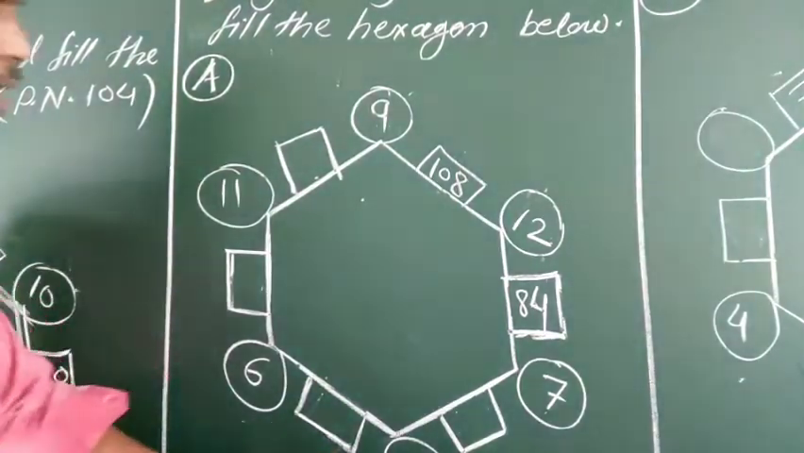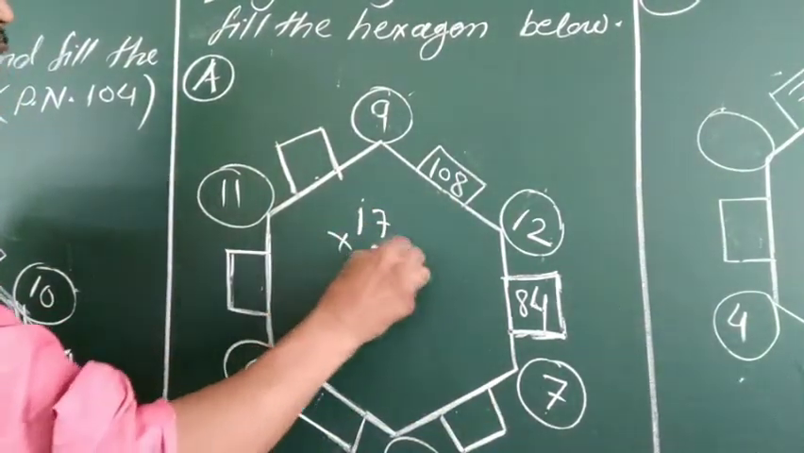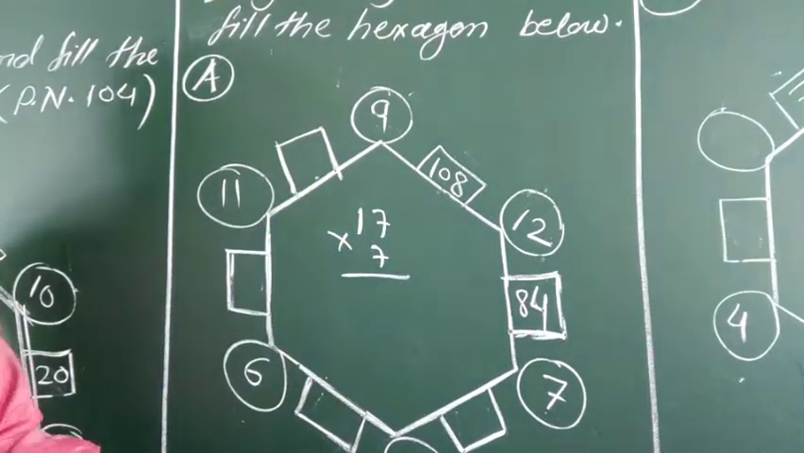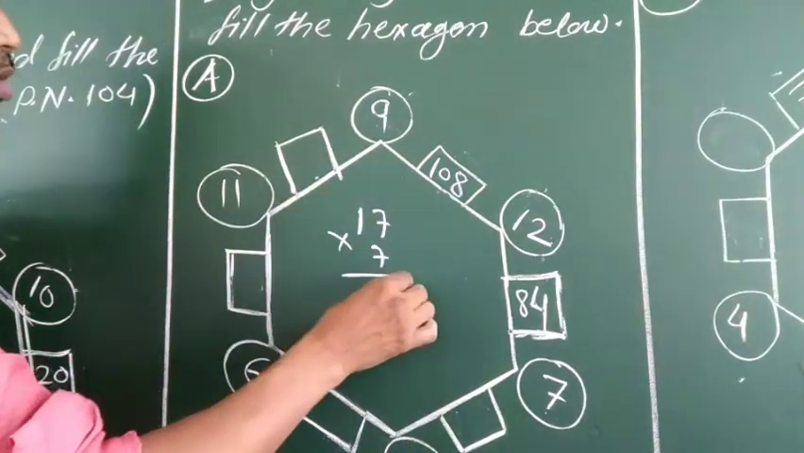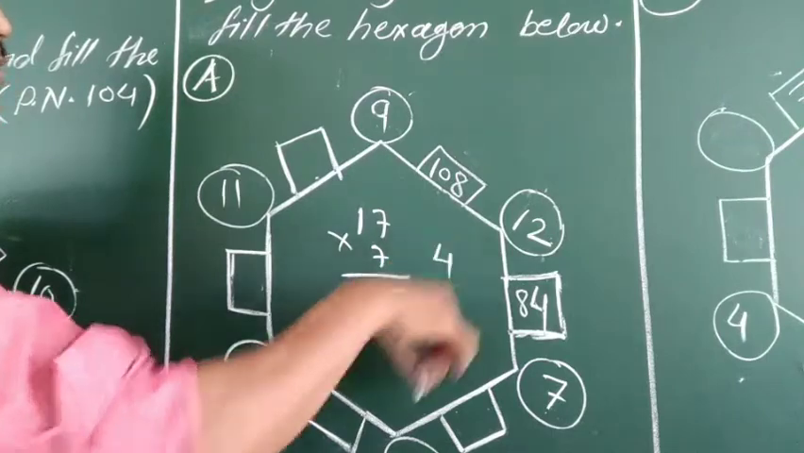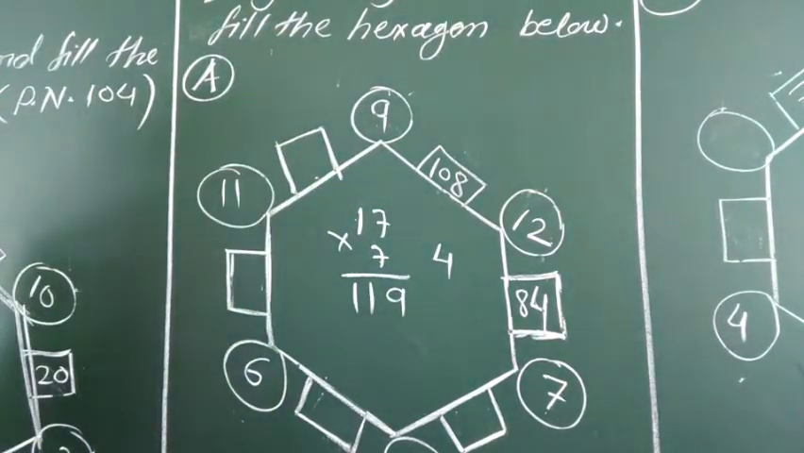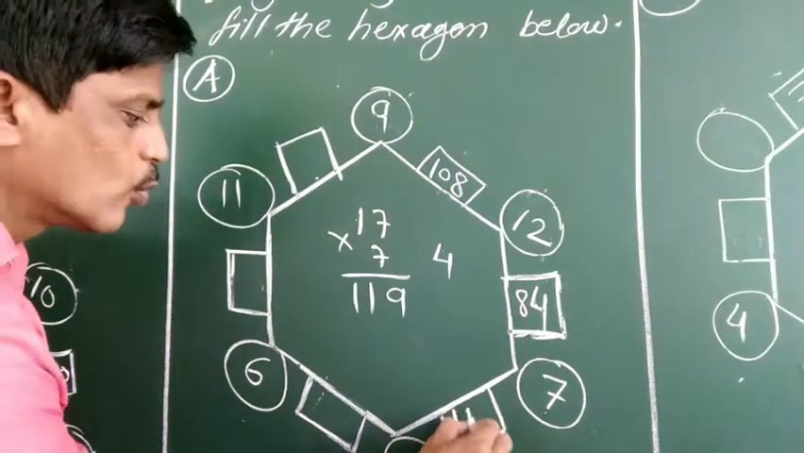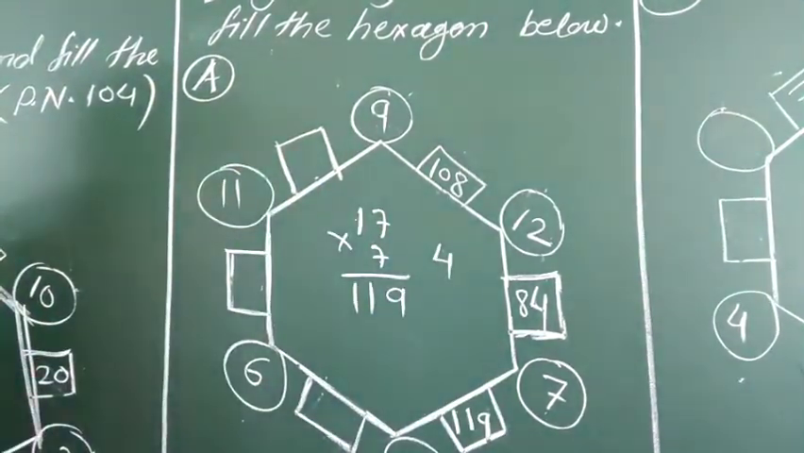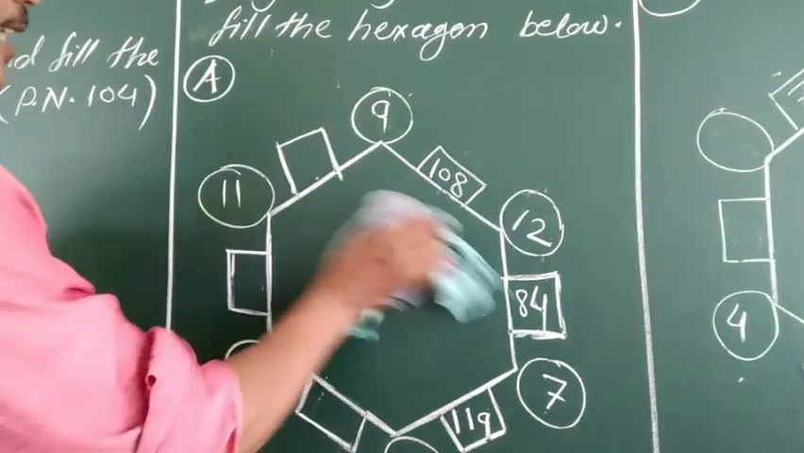Then now see, 17 into 7. 17 into 7, तो क्या होगा? 7 into 7, 49. 4, 7, 1, 7. It is 119. Now next, follow the same rule here.